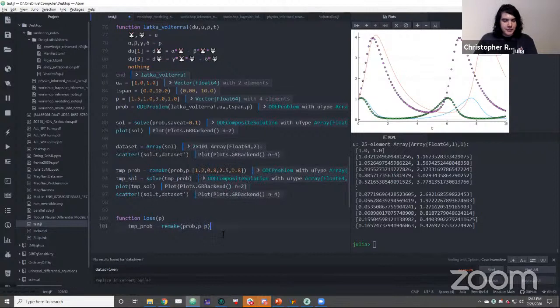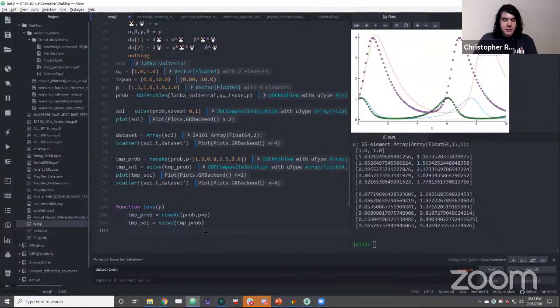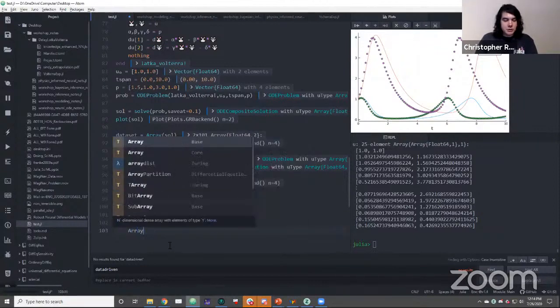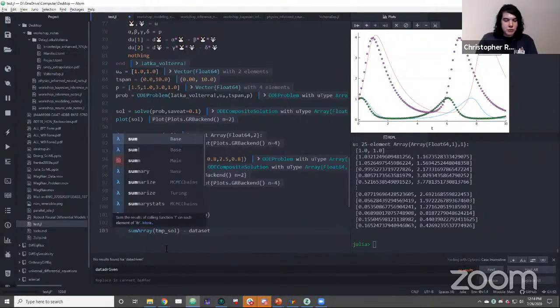I then solve with this temporary problem, and now I just need to define some loss between my data and my temporary solution. So here what I want to do is turn this into a matrix, and then take the difference between this and my data set.